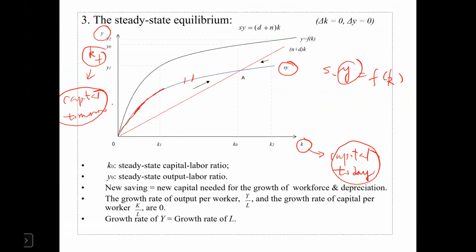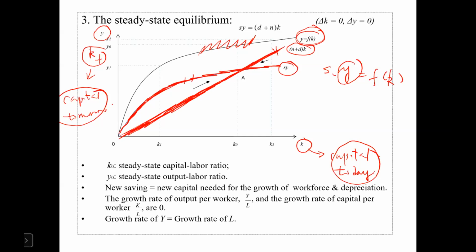Actually, on the top, this is the output function or production function. Now S times Y should preserve the shape of this output function. So that's why you have this concave line. This is S times Y. Now what is this straight line? This straight line equals (N plus D) times K. Right? So ignore this line for a second. Now focus on this line and this line. Okay, these two lines.